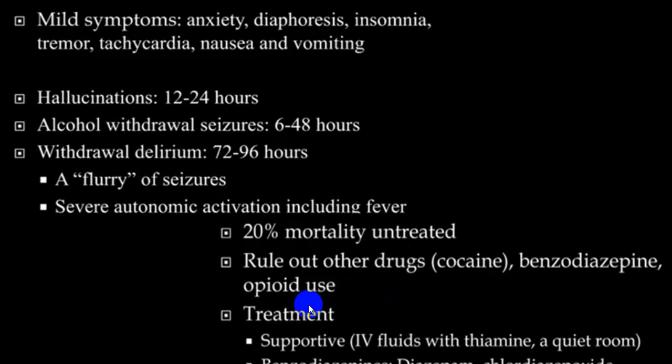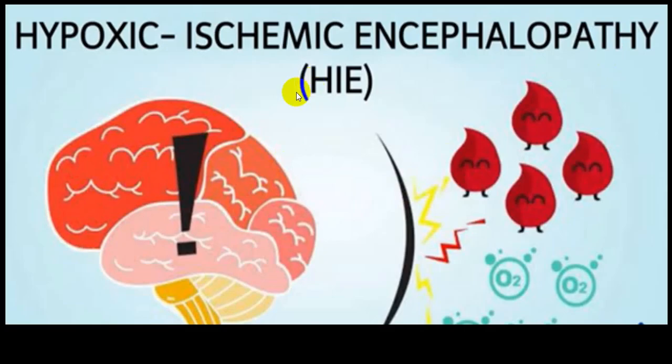Treatment will require supportive treatment like IV fluids. You will have to give an adequate dose of thiamine, and the person should be isolated in a quiet room. The person will require sedation with a benzodiazepine such as diazepam or chlordiazepoxide. The most commonly utilized are benzodiazepines and diazepam. This will be the major treatment in case of delirium tremens.